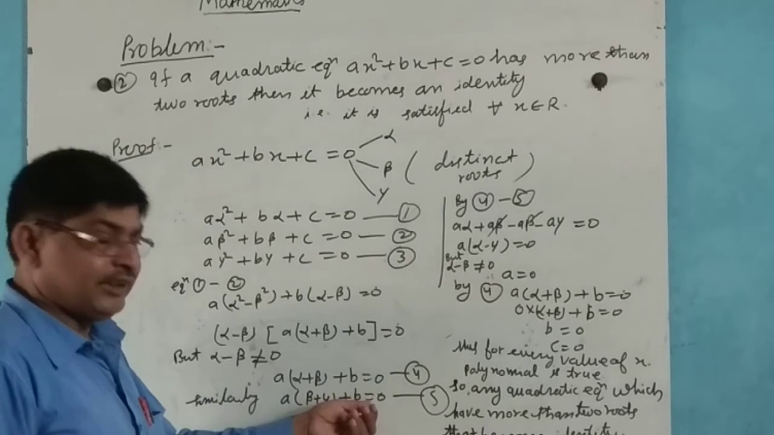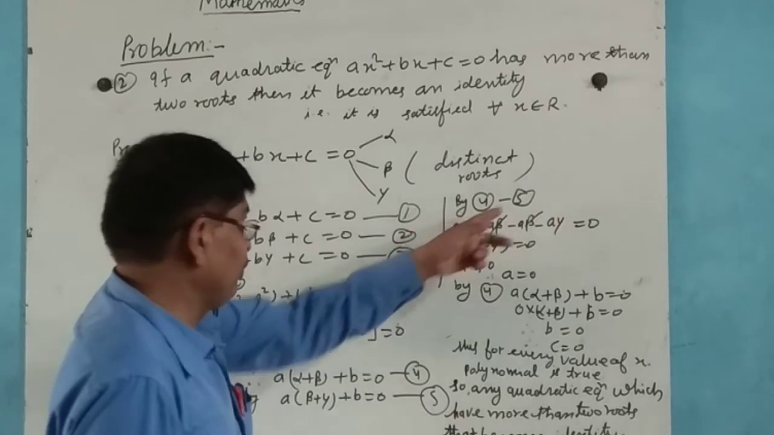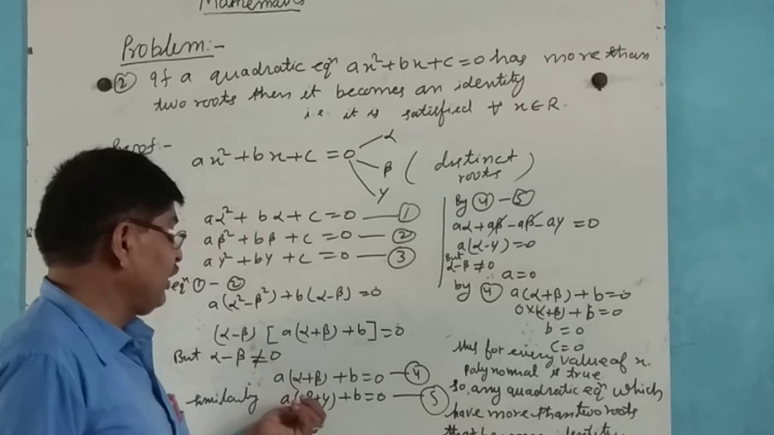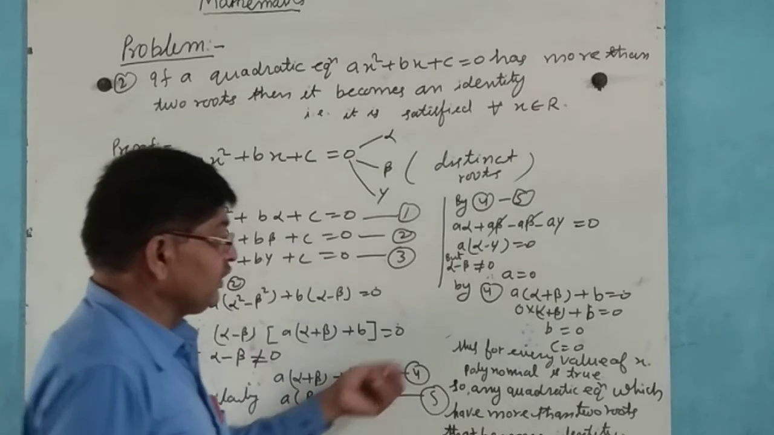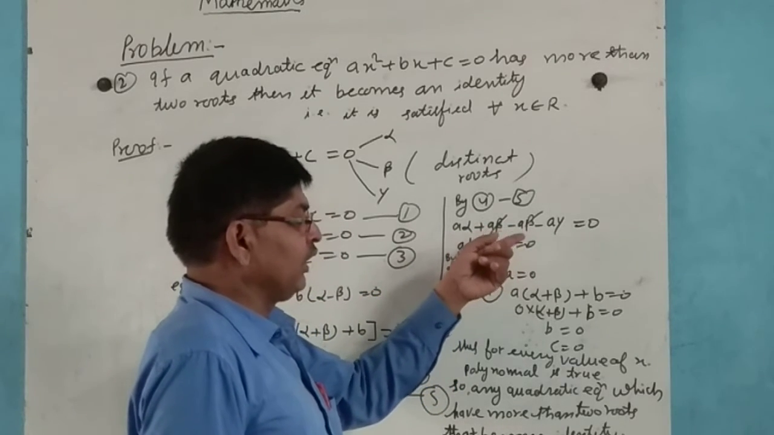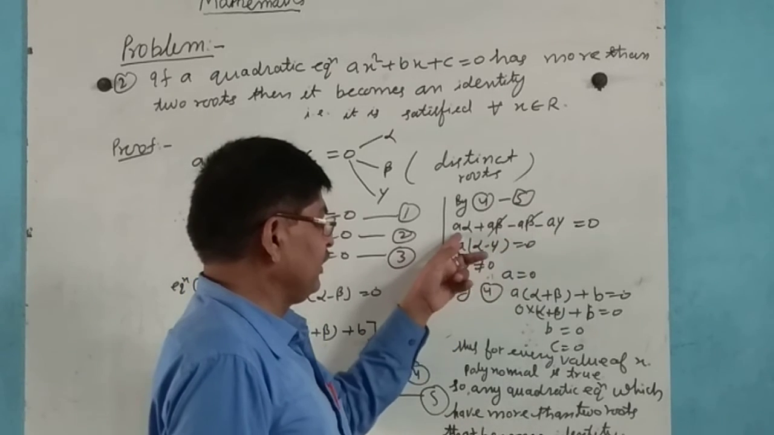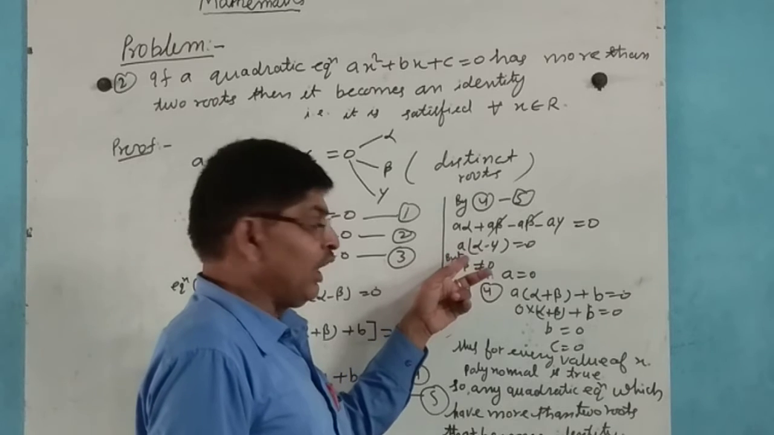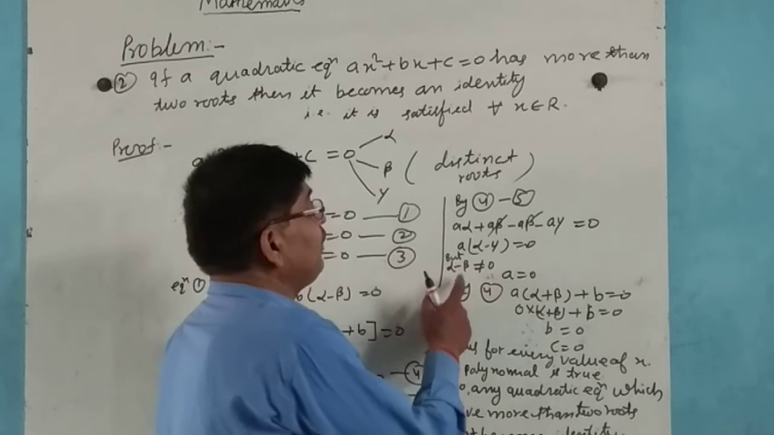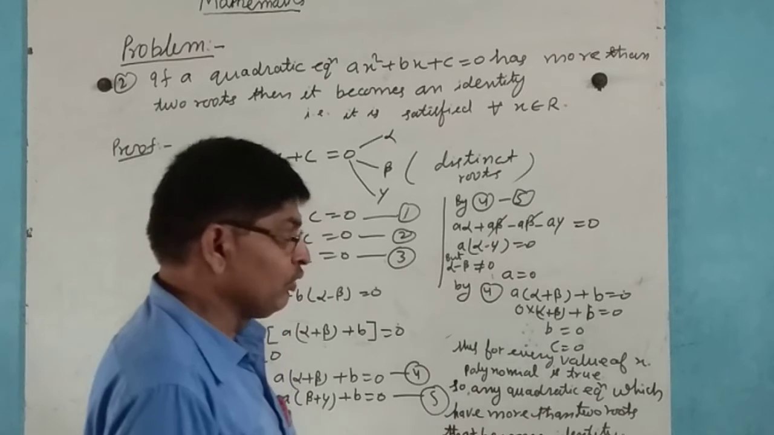Now after solving, relation 4 minus 5: a alpha plus a beta minus a beta minus a gamma, b also cancels, and a beta and a beta cancel. Taking a common, we get a(alpha minus gamma) equal to 0, but alpha minus gamma does not equal 0, so a, the leading coefficient, is equal to 0.